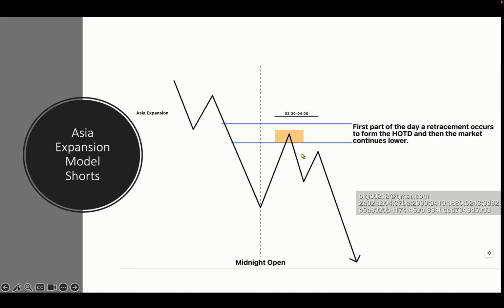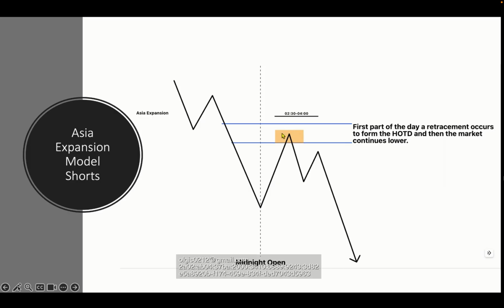This model again occurs when the higher time frame order flow is bearish and price is drawn to a higher time frame sell side or inefficiency objective. This retracement leg usually forms the high of the day for the market to then continue lower, and this model occurs within fast markets. Again, we want to see the high form between 2:30 to 4 a.m.